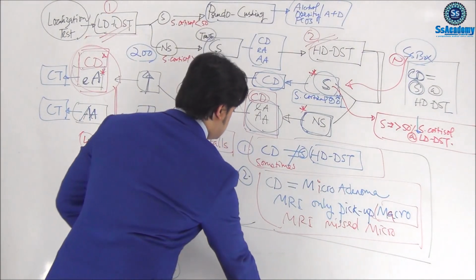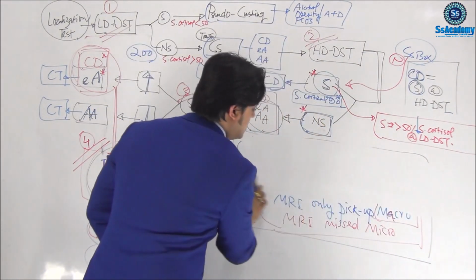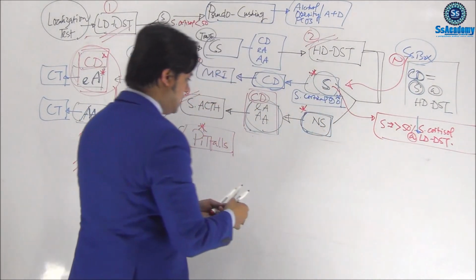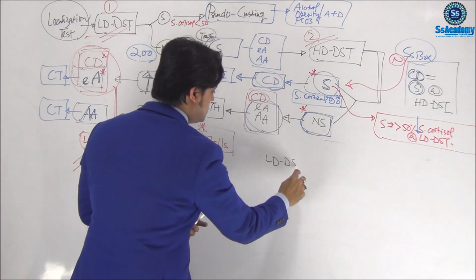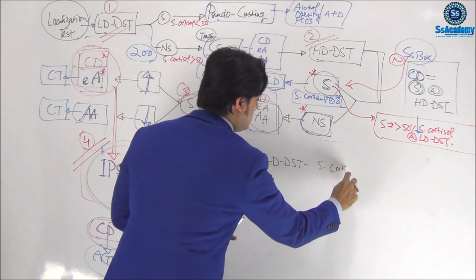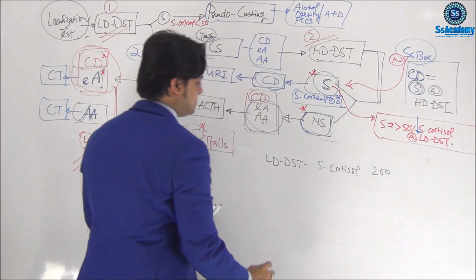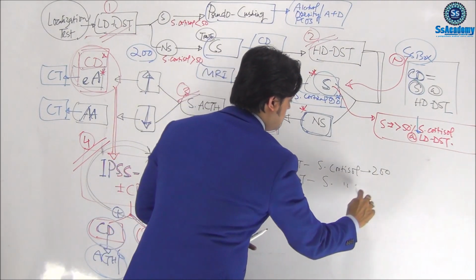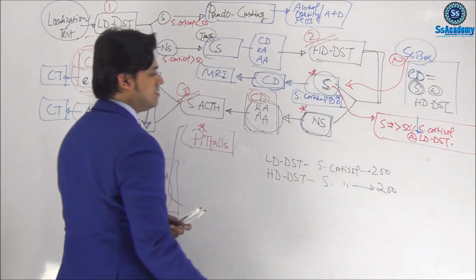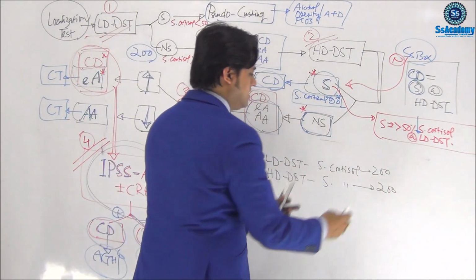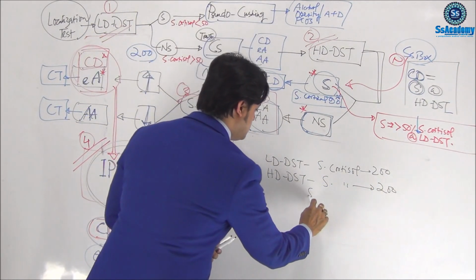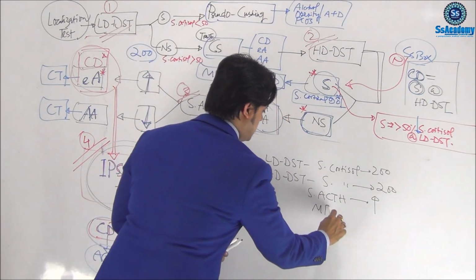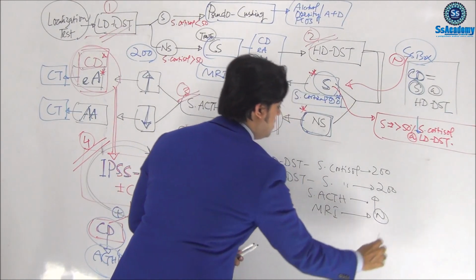I'd like to give an example that will be helpful to think about. Alright. In the scenario, in LDDST you found the serum cortisol level is 200. In HDDST, the serum cortisol level you got once again is 200. So what does it mean? And they put the serum ACTH level is high. They put the MRI brain is normal.